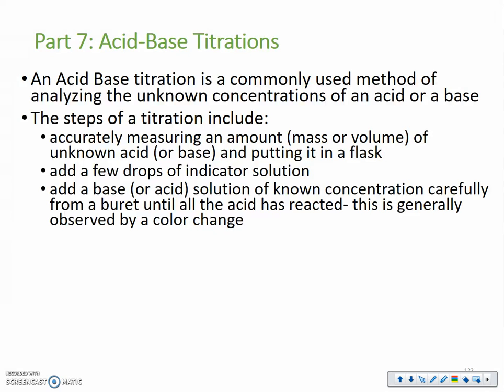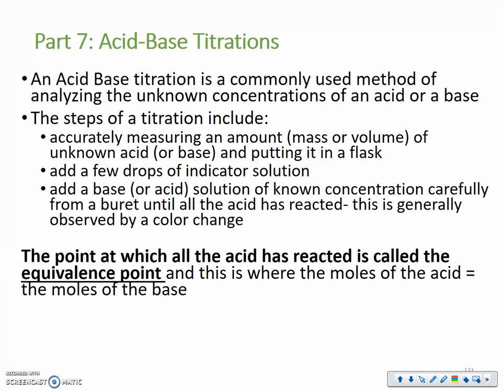So pretty much your steps are this. You figure out a mass or volume of an unknown acid typically, and you put it in a flask, and you add some indicator that's going to be able to tell you when the reaction is over. Then you add the counterpart, the base or the acid, to it until the reaction is complete, until all of it has reacted. And the indicator is going to tell you when that point has happened.